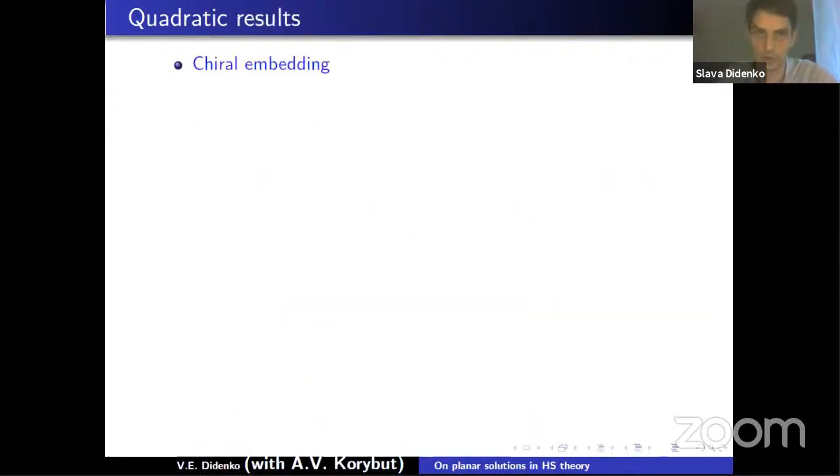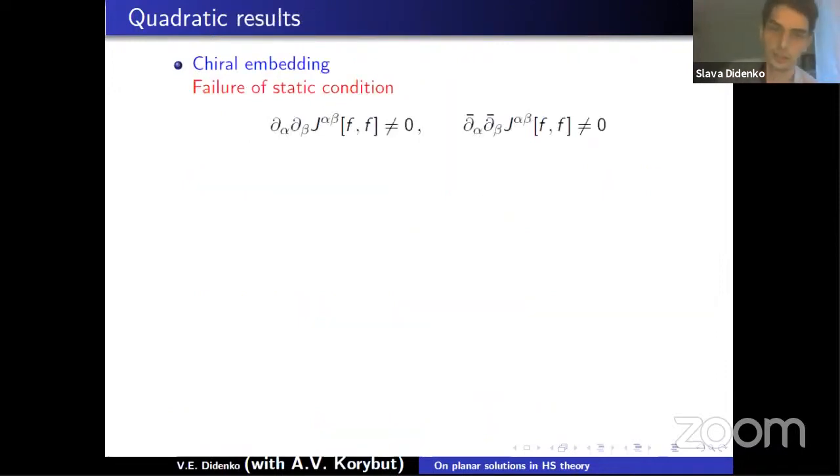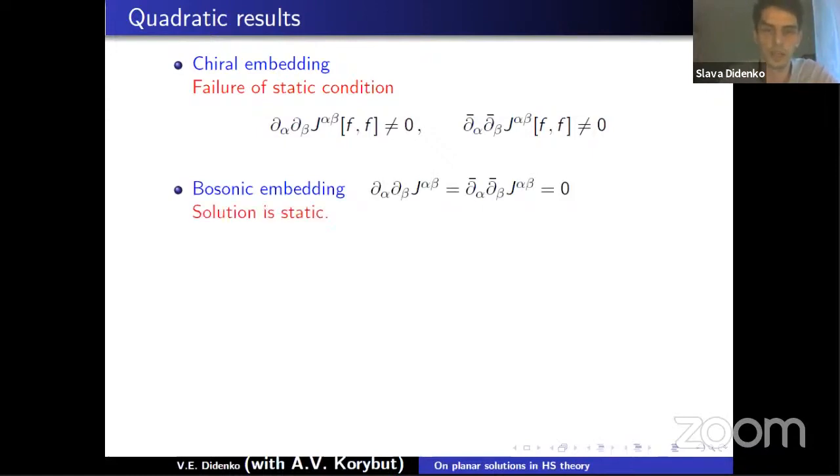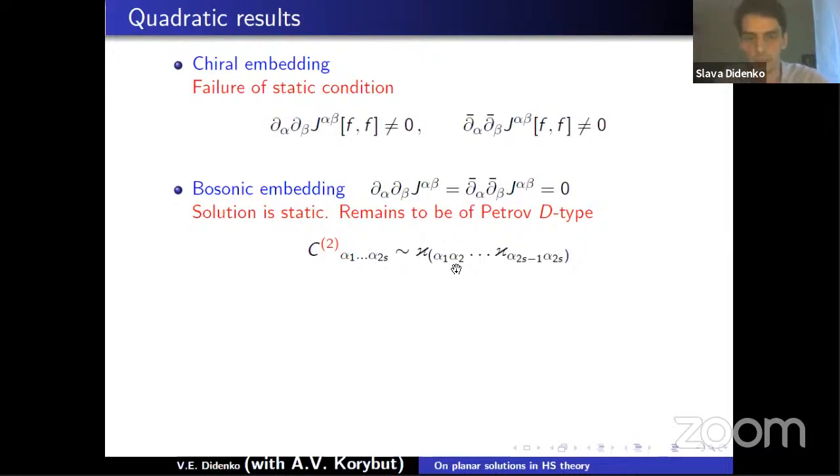And it turned out that for chiral embedding, the static condition does not hold, meaning that we cannot prolong our free solution to the nonlinear level, keeping it still planar and static altogether. But for bosonic embeddings, it works. It's a bit of a non-trivial calculation, but it works. And it gives you the static solution and we solve that equation. The corrections turn out to be... I skip the details of the coefficients that have yet to be double checked, but the solution turns out to be still of Petrov D type.